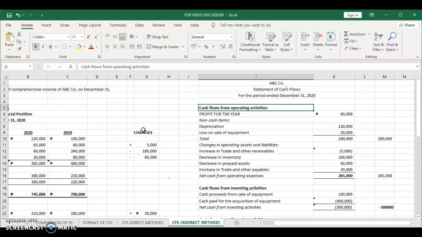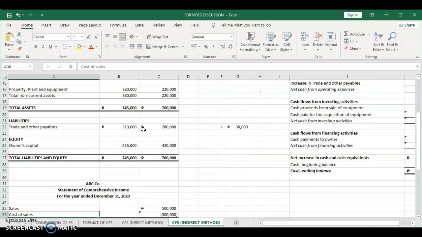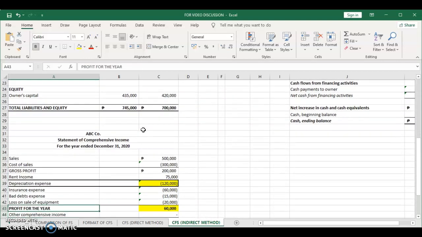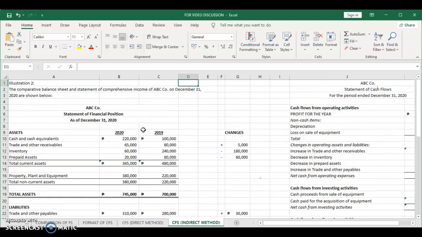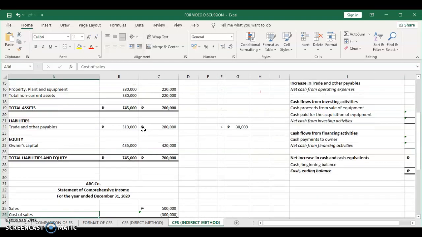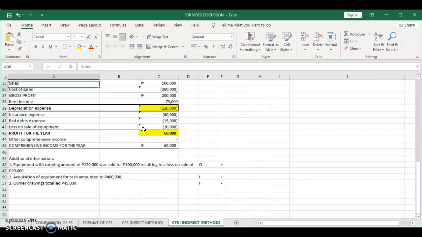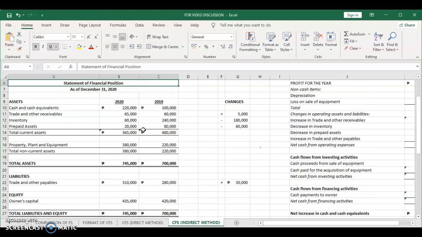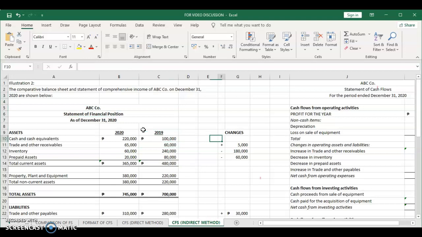So yung profit kasi natin class, which is nasa baba, 60,000 as you can see here. Okay, naka-highlight na yellow. Yan yung profit natin. So we will put it here. So this is our format, so profit, and then we will add the non-cash items. Ito yan. We have the depreciation. Okay. And then we have a loss on sale of equipment.